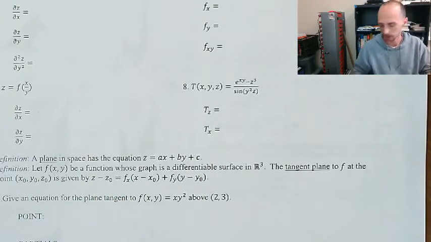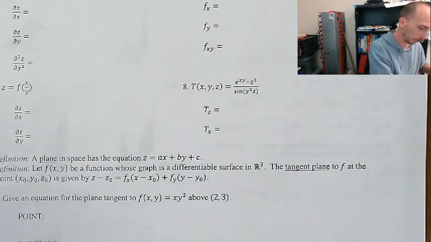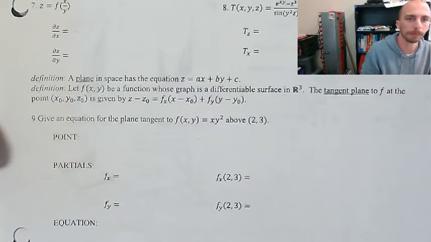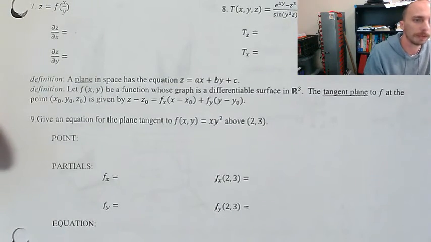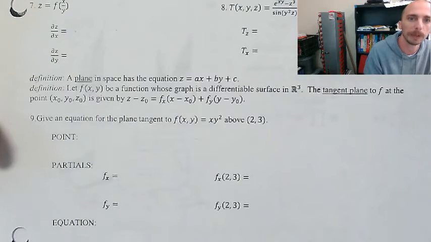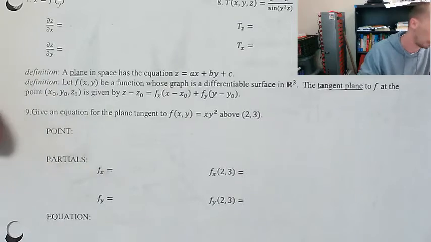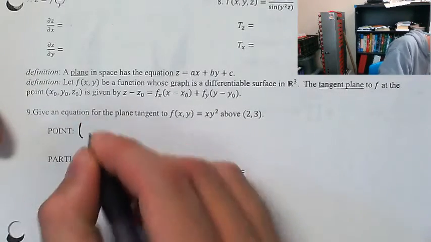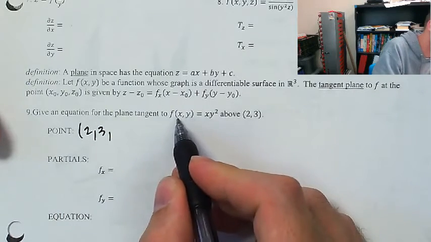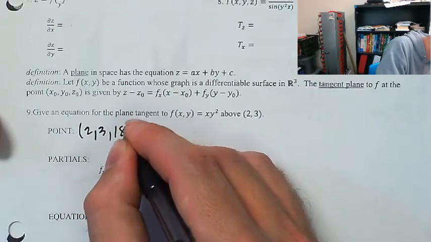Okay. That's all of those repetitious ones. Here they're going to show you how to write the equation of the tangent plane. The tangent plane to f looks very much like point-slope form from when we learned how to write the equation of a tangent line in AP Calculus. So we're going to find the plane tangent to xy squared. My point is now going to have 3 coordinates. It's going to be 2, 3, and f of 2 and 3. Well, f of 2 and 3 is 2 times 3 squared, which is 18.